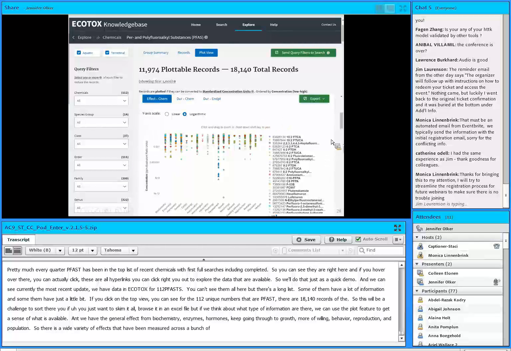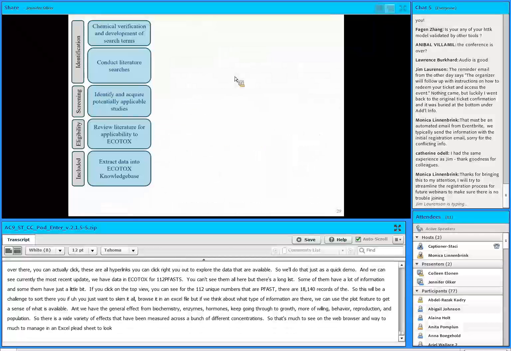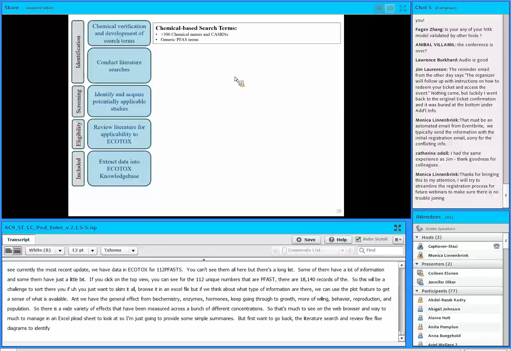So that is a little much to see on the web browser and way too much to manage in an Excel spreadsheet to look at. So I'm just going to provide some simple summaries, but first want to go back to the literature search and review flow diagram to understand how these data were identified and reviewed. Where did they come from?